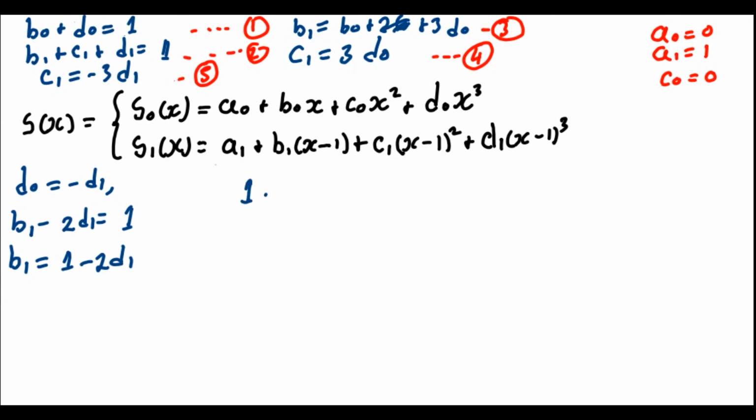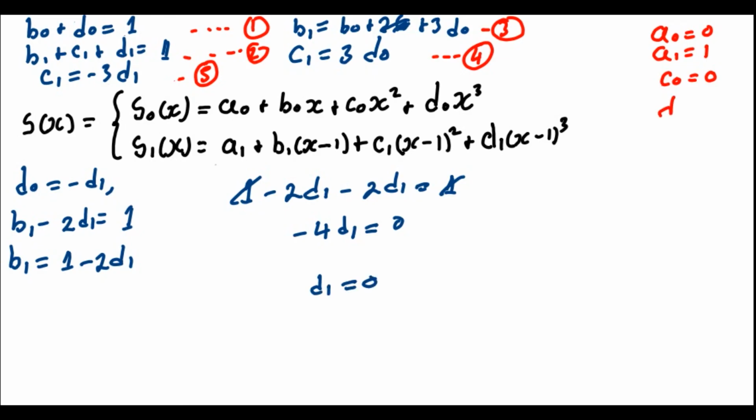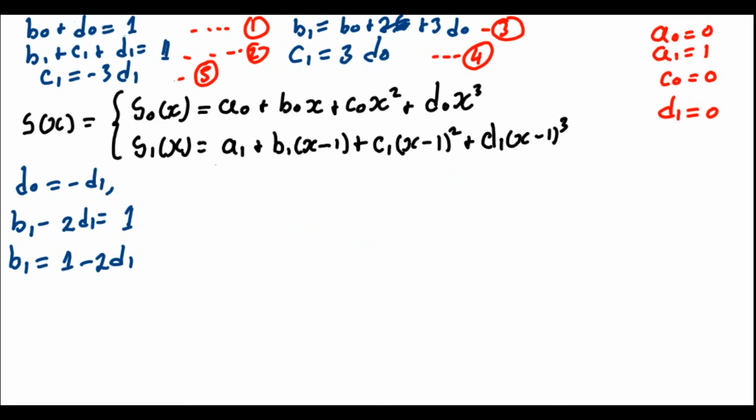You're going to have a 1 minus 2d sub 1 minus 2d sub 1 is equal to 1 there, like that. This one and that one cancel out. You're going to have minus 4d sub 1 is equal to 0. What does this tell us? It tells us that our d sub 1 is equal to 0. Interesting. We have another coefficient. d sub 1 is equal to 0. So we are looking for 4 more.